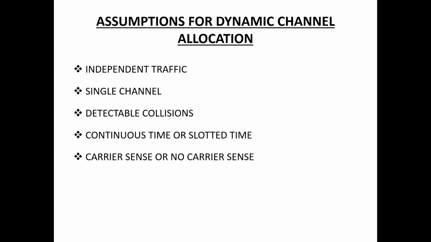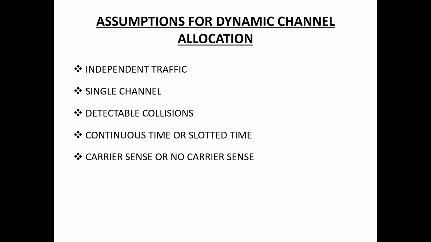Next, second one, single channel. Here the algorithms assume that all contending stations request transmission via a single channel. Next one, detectable collisions. That is, if two frames from two stations are simultaneously transmitted, then a collision is said to occur. If a collision occurs, all stations should be able to detect the collision.